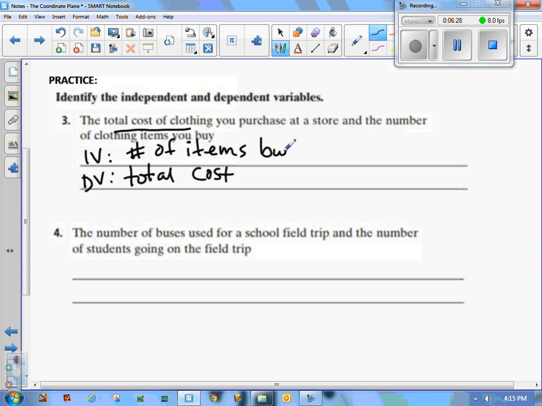If I buy less, my total is going to be less. If I buy more, my total is going to be more. So my total cost is dependent on the number of items I buy. And if I was to plot this on a coordinate plane or on a coordinate grid, my DV, my dependent variable, my total cost, is going to be my y on my y-axis, and my IV will be on my x, my x-axis.